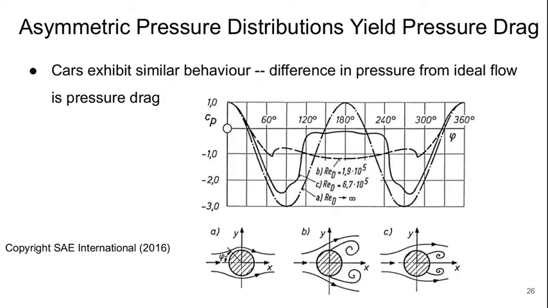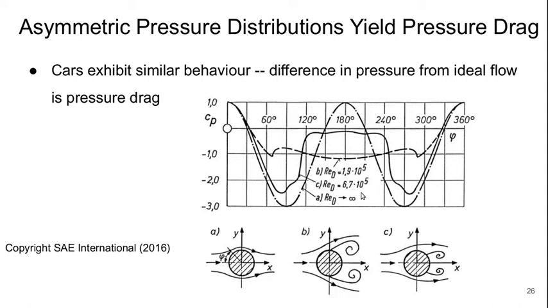Here's an example of what that would look like. This is just flow over a sphere or a cylinder. If we look at case A, which is for an inviscid flow, symmetric left to right, the drag is zero, and we see the Cp has this repeating pattern. Basically the low pressure on the back and the high pressure on the front cancel out, and there's no drag.